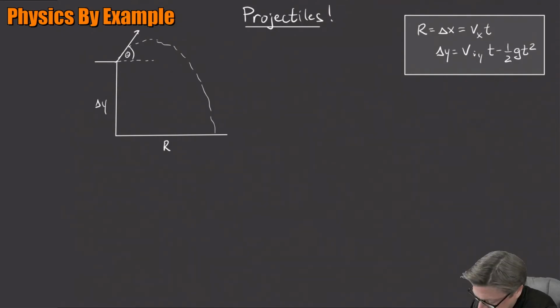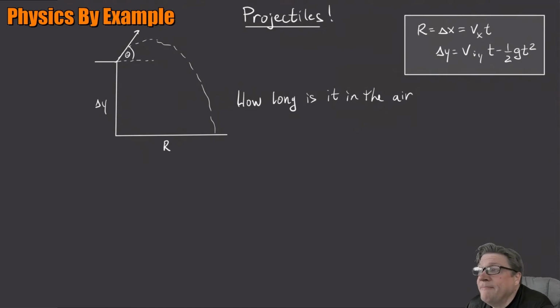And the first step, always in these problems, is how long is it in the air? How long is it flying? And so always when we do that, we're going to want to know from that equation what t is. I want to solve for t. That is the question.